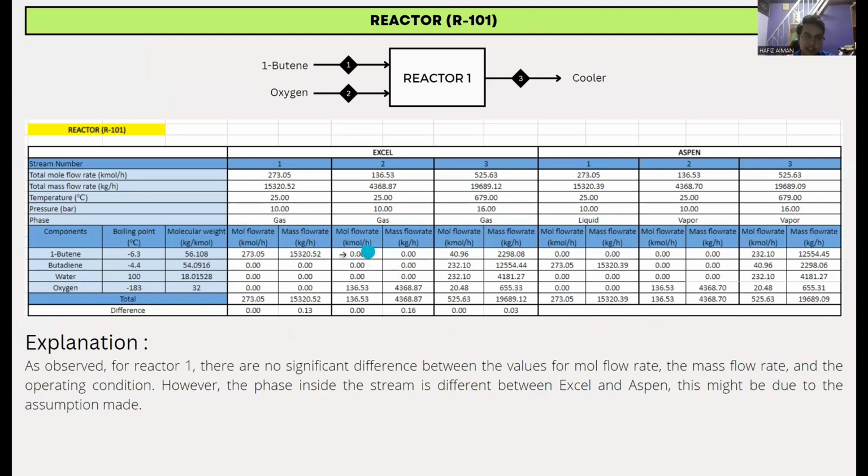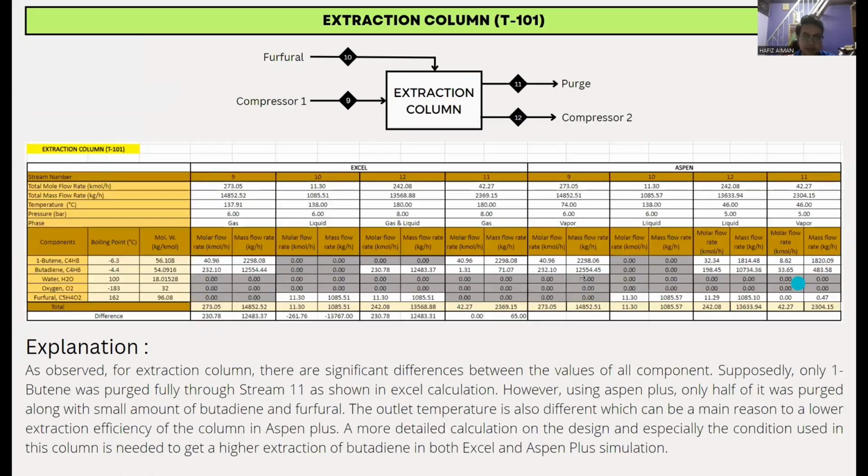So, as we can see here, this is gas, gas, and gas. Meanwhile, for the Aspen simulation, the phase is liquid, vapor, and vapor. So right here we can see the difference between the mass flow rate and mole flow rate. It is not a significant difference, and it can be ignored.